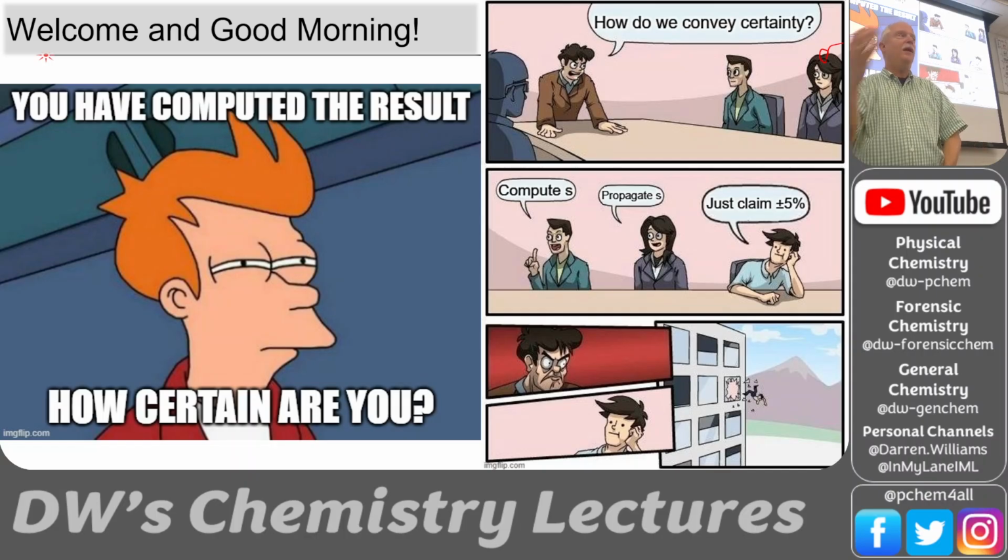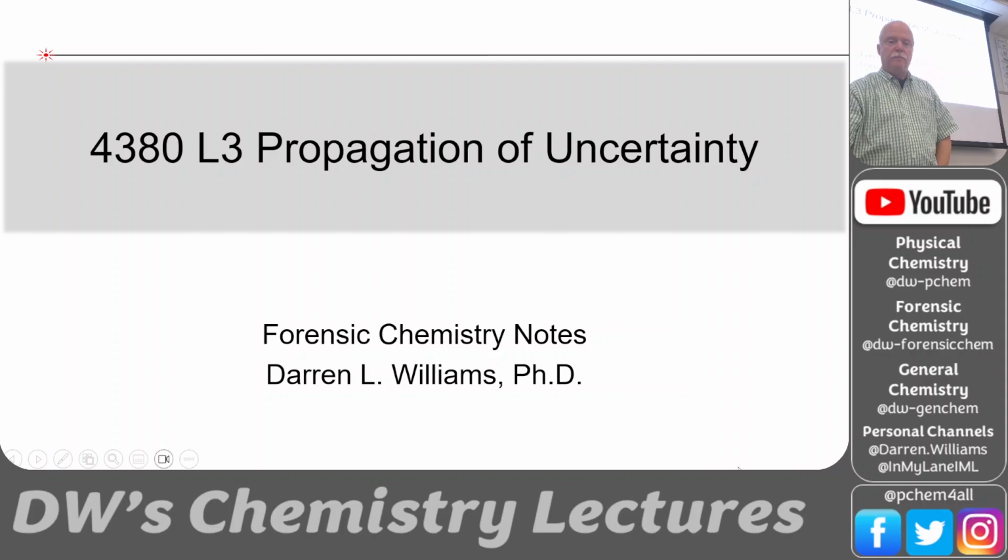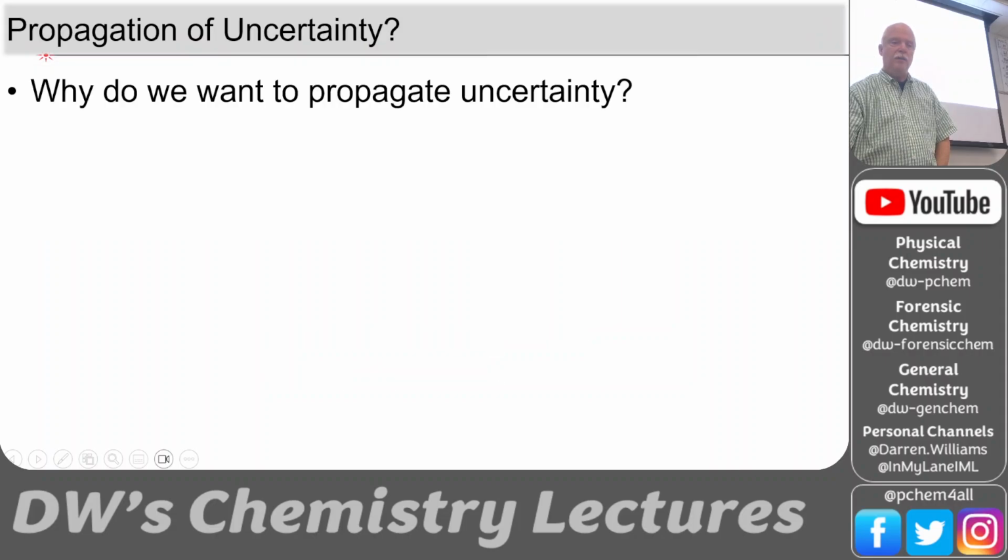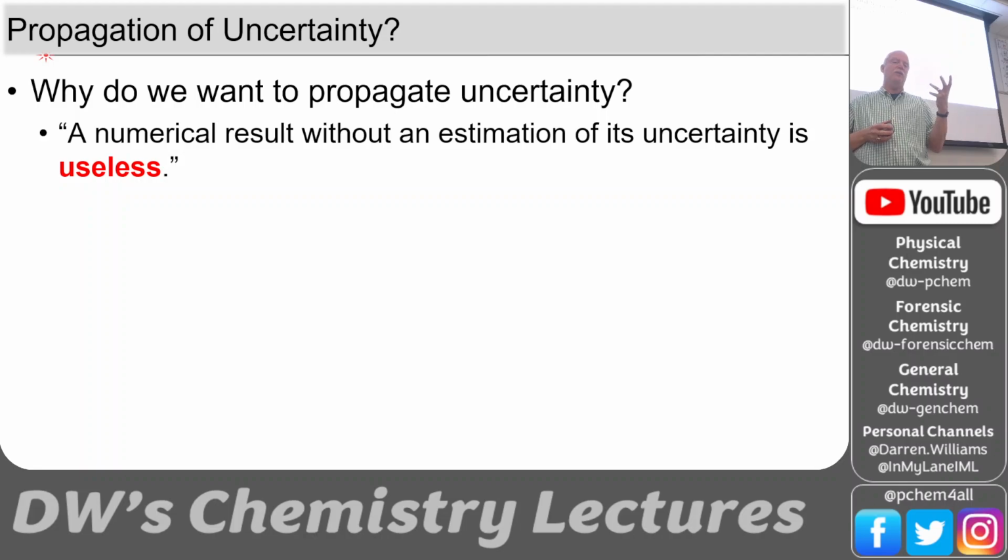Okay, so that's propagating the uncertainty. You have a measured result with its uncertainty, and then you do a computed result, and you need to calculate the uncertainty of the computed result. And so this is the basis of these things. We want to compute that or propagate that uncertainty because a numerical result without an estimation of its uncertainty is useless.